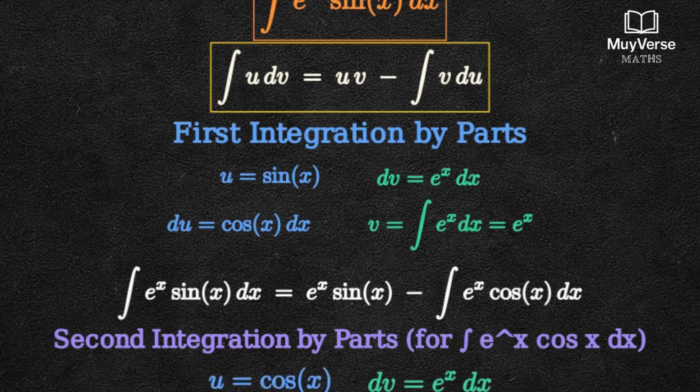Choose u equals cosine x, and dv equals e to the x dx. Then du equals negative sine x dx, and v equals e to the x. So the integral of e to the x cosine x dx equals e to the x cosine x plus the integral of e to the x sine x dx. Now, we combine both results and solve.